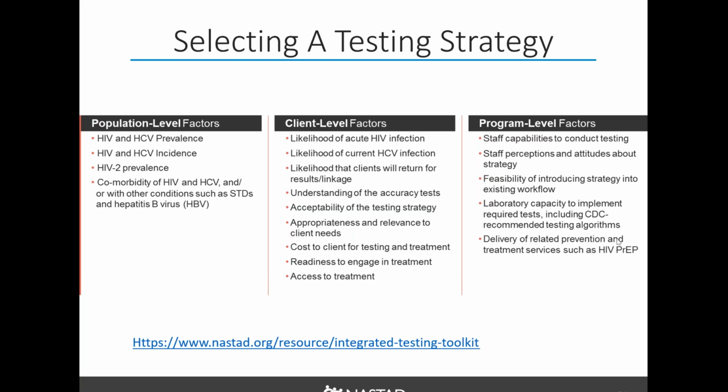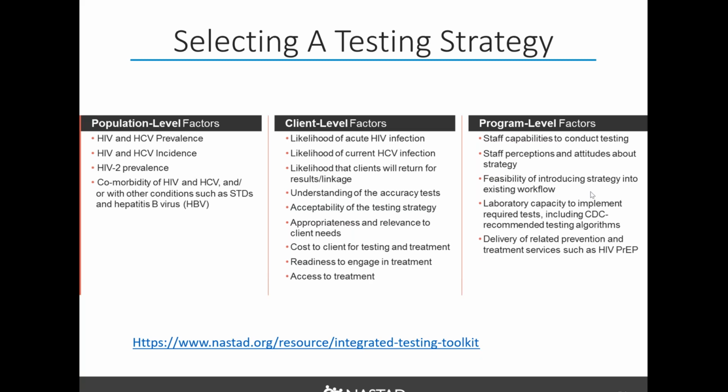And those are the population level factors such as incidence and prevalence, client level factors such as the likelihood of acute infection or client preferences, costs and readiness to test and access treatment. And then, of course, the all-important program factors, both within the state or the local health department and or the providers that you support or collaborate with to be able to implement HIV and hepatitis C testing toolkits.